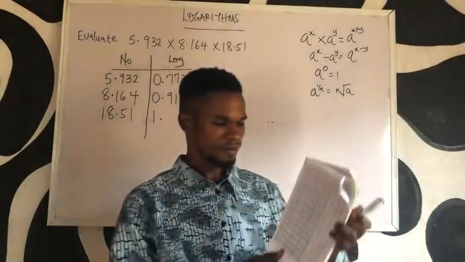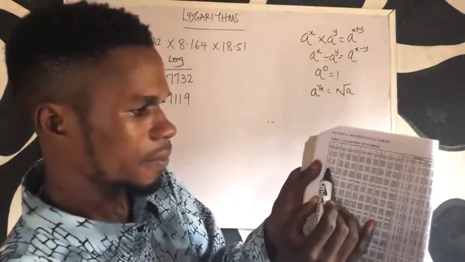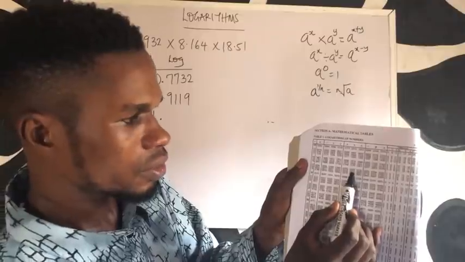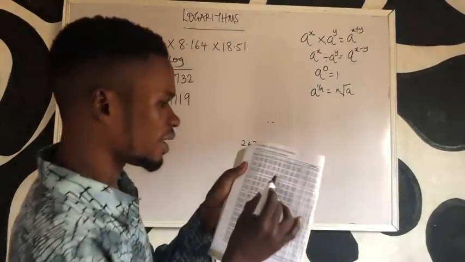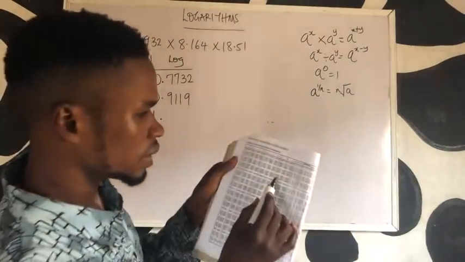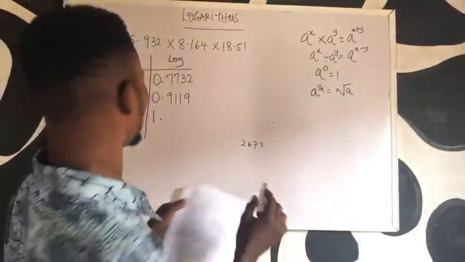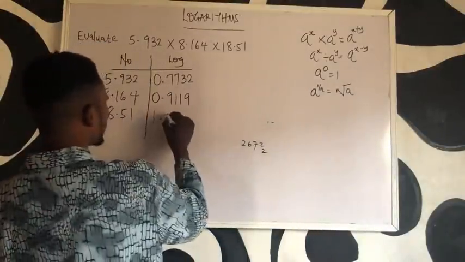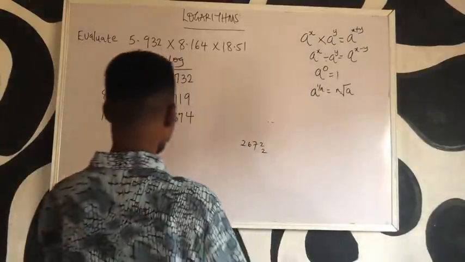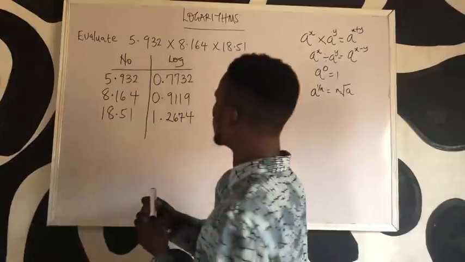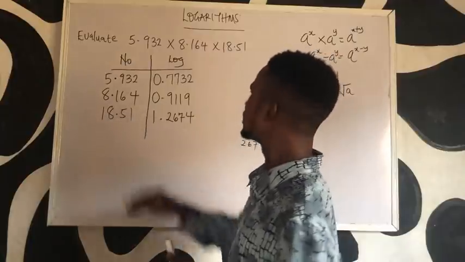The logarithm of 18 under 5 here is 2672. That's 18 under 5. Then the difference 1 here is 2, so 2 plus 2 gives 2674. Now, this is the result of this, and this is it. And they are multiplied together.